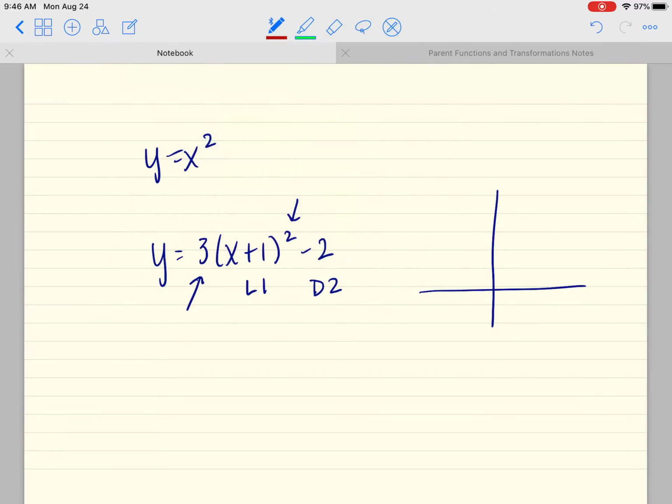Again, here's my parent. So just by looking at this function, I know that the graph that I'm dealing with is going to be a graph that is left 1, down 2, and a little skinnier than my parent. So I have this visual of that function in my head. Okay? Now again, this isn't essential that you can look at that function and know all those details, but it's very helpful to know. It makes you a little more fluent in the mathematics, particularly the farther you go. Okay? So again, these are very general concepts.